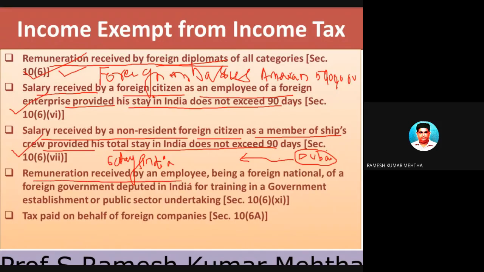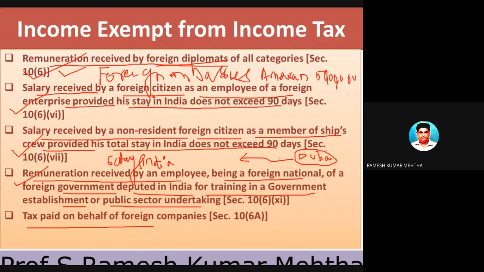Next point: remuneration received by an employee being a foreign national of a foreign government deputed in India for training in a government establishment or public sector undertaking. Then such remuneration received by this foreign employee, who is a foreign national of a foreign government, is fully exempted from tax. This is another item which falls under the category of incomes which are totally exempted from tax under section 10 of Income Tax Act 1961.